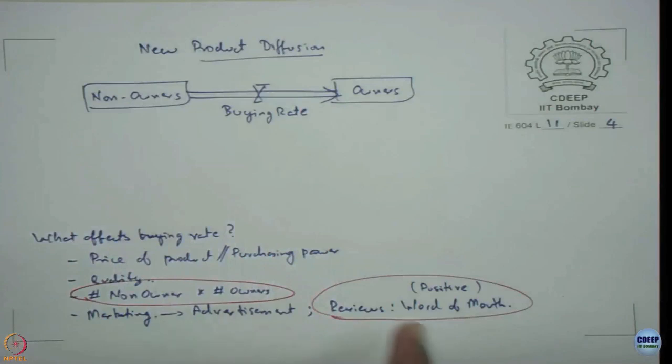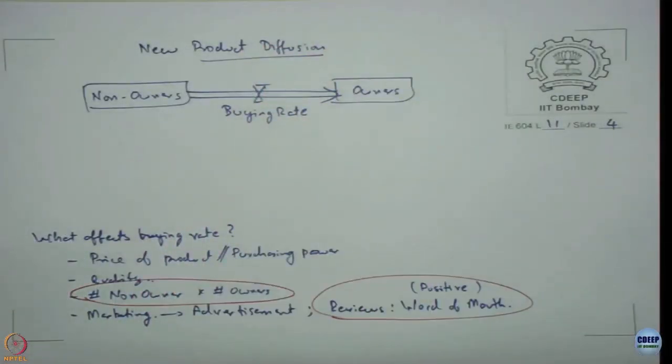So let us figure out how non-owners are going to be influenced through this word of mouth in our model. So let us try to achieve that. For the word of mouth to spread initially, there has to be somebody who has actually owned it. So let us assume there is no advertisement, only the red circles are available.